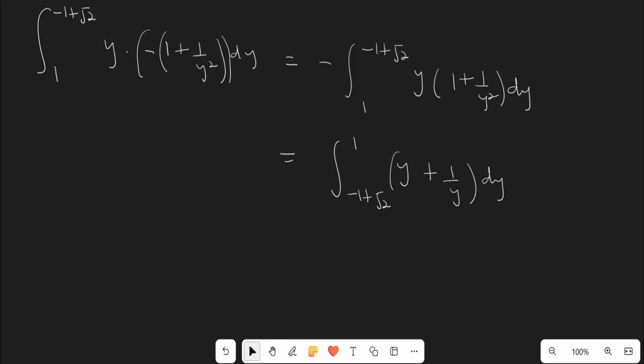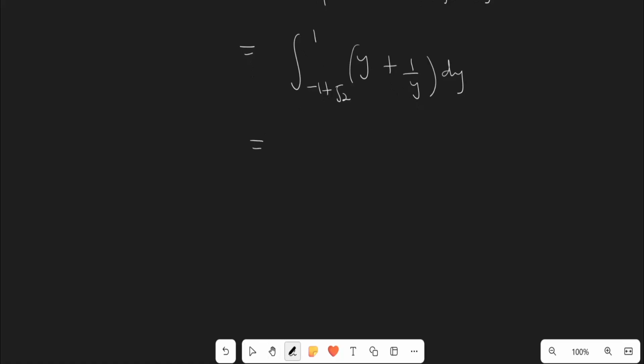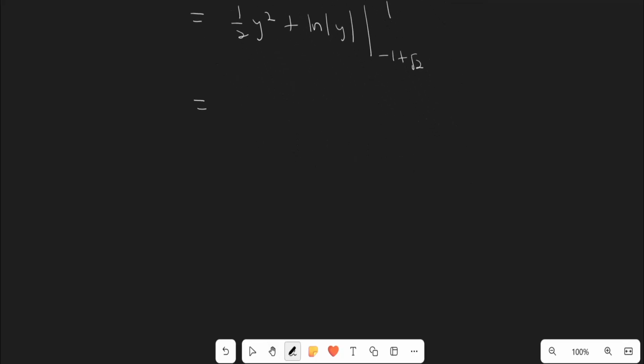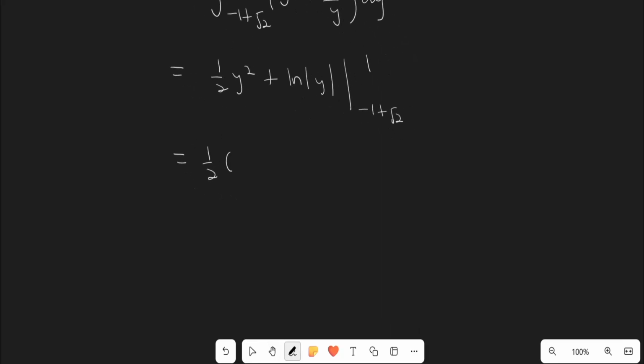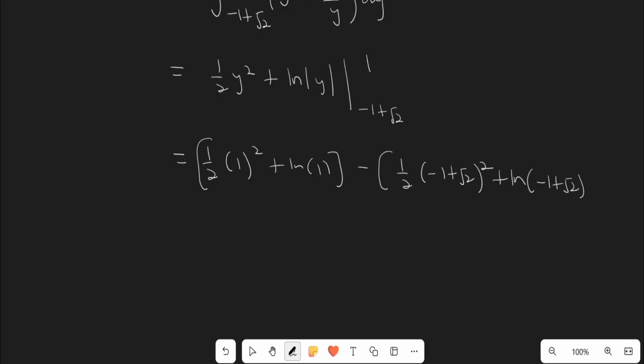This is not trivial. So our integral now becomes, integrating this, that's going to be 1 over 2 y squared plus the ln of y, and you are integrating from negative 1 plus the square root of 2 to 1. Okay, cool. This is 1/2. You now plug in your limits. The upper limit first, this is 1 squared plus ln of 1. Upper limit minus lower limit, 1/2 times negative 1 plus the square root of 2 squared plus the ln of negative 1 plus the square root of 2, like this.